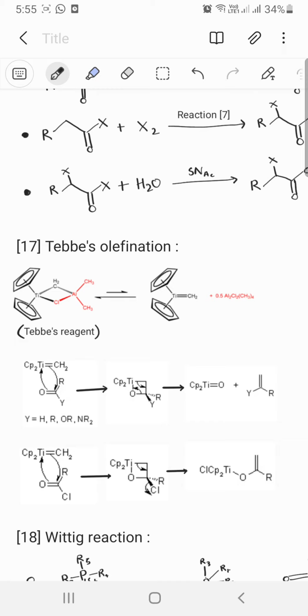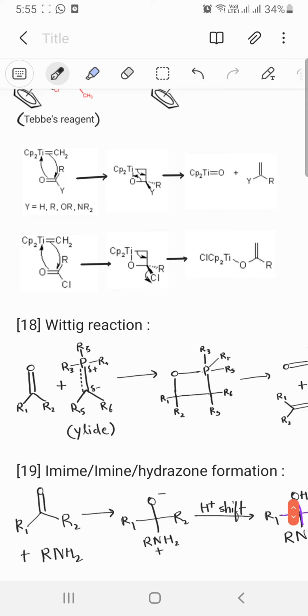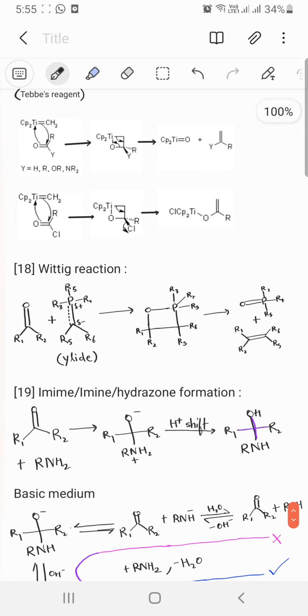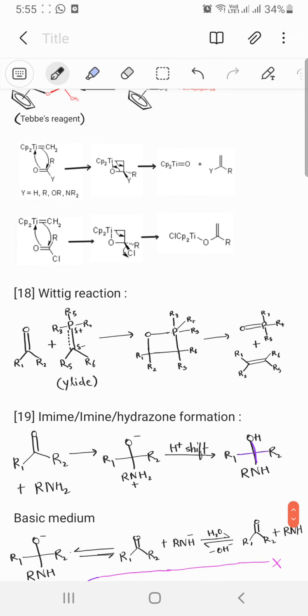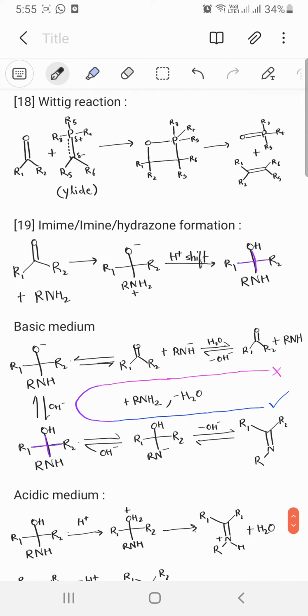Okay, fine. And then, oh, so for chlorine this is a little different. For chlorine, that will get kicked out, so you will get this as the final product. Fine. Wittig reaction. Yes, that's what I was talking about. The halide over there. It was the ketone, in fact, right? Imine, hydrazone formation. Okay.